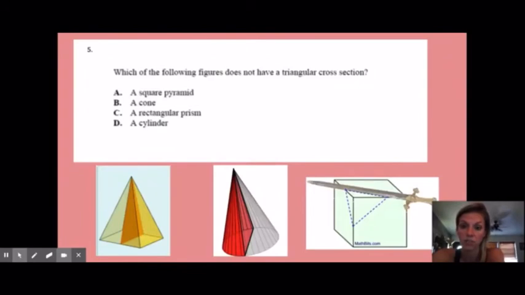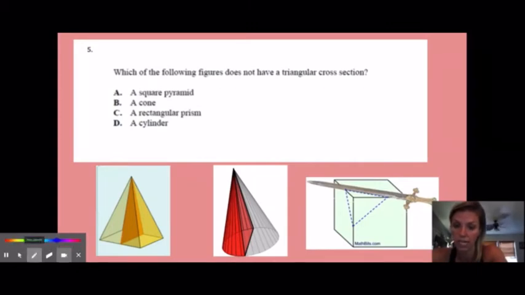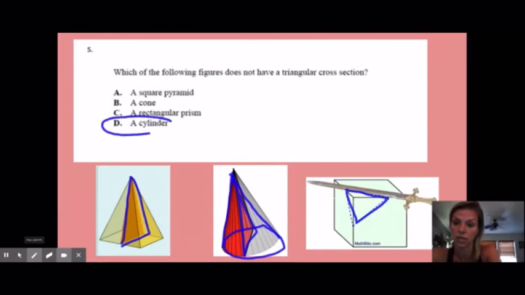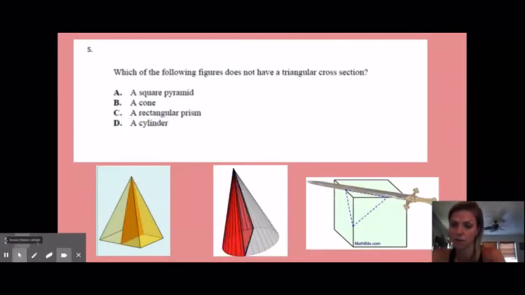In number 5, which of the following figures does not have a triangular cross section? So if you look here, in A, it's a square pyramid. That's actually this yellow picture down here, and you can see it has a triangular cross section right there. B, a cone, is this picture here, and you can see that it also has a triangular cross section. In C, it's a rectangular prism. That's a hard one to visualize, but if you sliced off the piece here, you would get a triangle. So D, a cylinder, is the only one that does not have a triangular cross section. No way to make it, because all the edges are circular and the top and bottom are congruent.